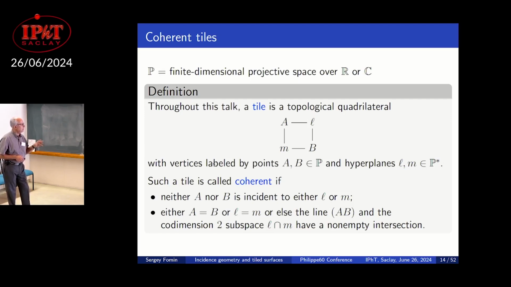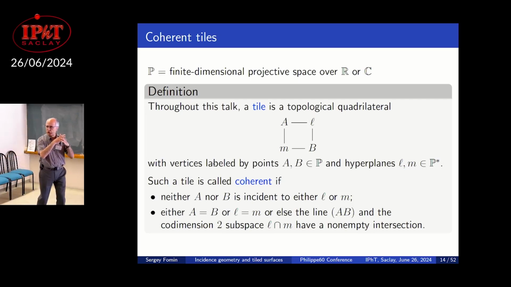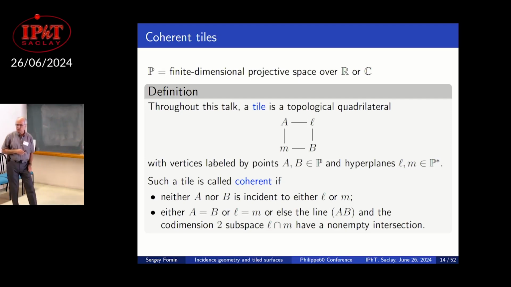On the other hand, if A equals B or L equals M, then it is coherent. But generically, what is required is that the line that passes through A and B pierces the codimension 2 subspace, which is the intersection of L and M. So L and M intersect at something codimension 2, and something codimension 2 and a line generally miss each other. We don't want them to miss each other. Okay, that's a single equation. That's the coherence condition.